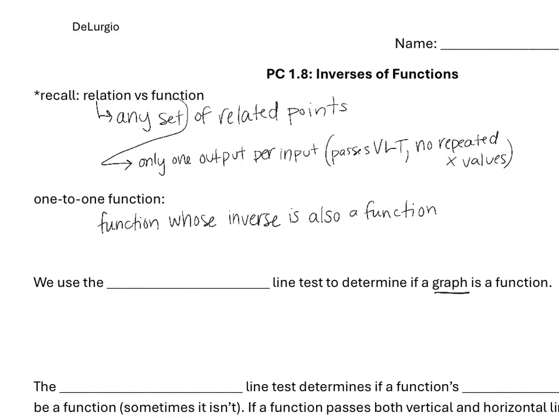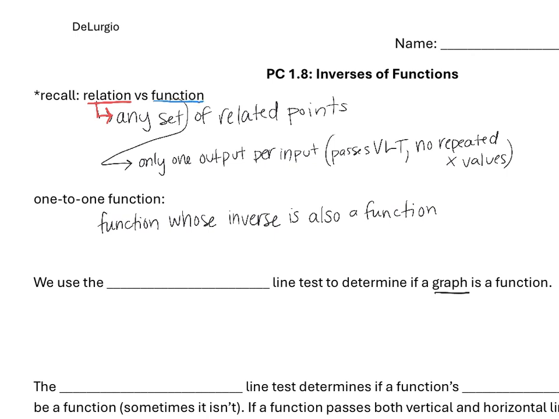Okay, this is 1.8 about inverses of functions. So just recall the difference between a relation and a function. This is from the beginning of our chapter. A relation is any set of related points. There are basically no restrictions on what a relation can be.